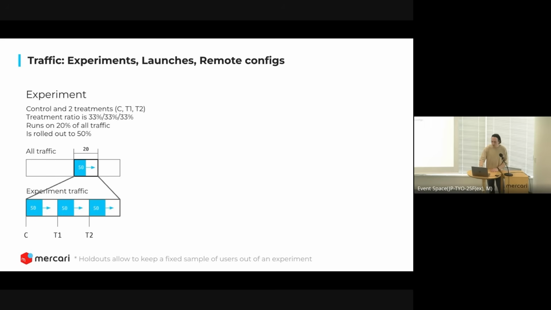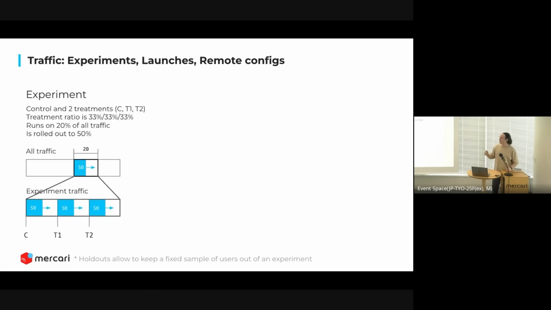So let's first take a look at how experiments do it. There is an example of an experiment. It has one control and two treatments. Treatments have an equal ratio. The experiment is set up to run on 20% of all the users, right? So you have all the users and 20% will get the experiment. And this experiment is currently being rolled out to 50%, right? We can see on the picture, the first bar is all traffic, the 20% is there, and the next bar is experiment traffic, which is equally split between control and two treatments. And these blue rectangles signify that it is currently a 50% rollout.